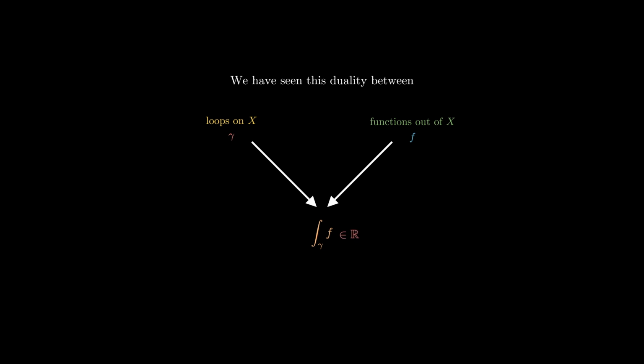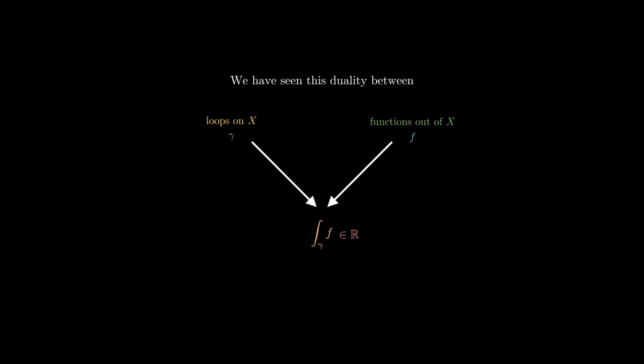So we've seen this duality between loops on x, which we denoted by gamma, and functions out of x, which we called f, whose derivative was equal to 0 at every point. Now, how are these related to numbers? That's the question we're trying to answer now. One thing we can do is bridge them. There's an interface between this duality, which is given by the integral. We can combine loops and functions via integration. And at this interface is where we get a real number. The integral outputs a real number.